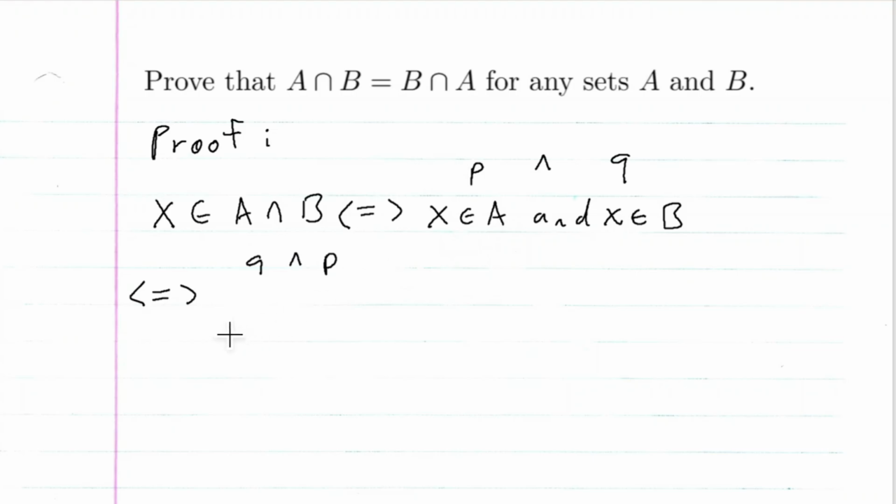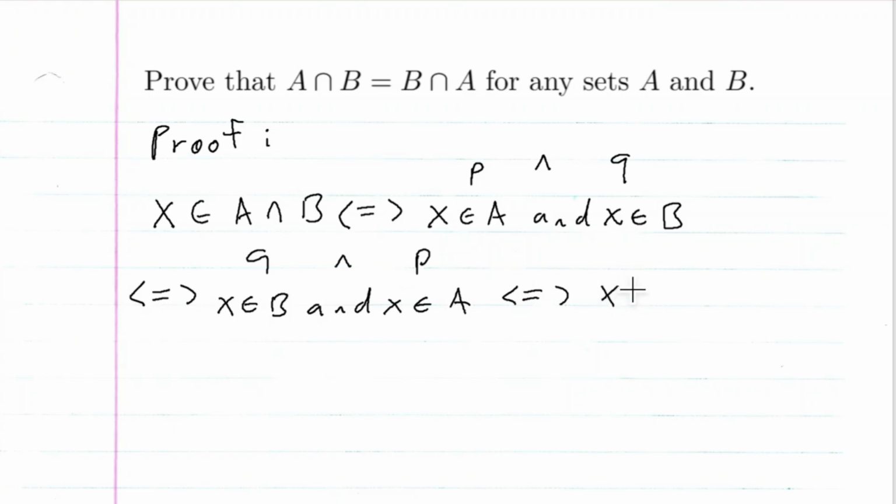Q and P. So we can actually write this as X is an element of B and X is an element of A, right? We can write that Q and P here. And then, of course, by definition, this means that X is an element of B intersection A, right? So what we have here is X is in A intersection B, and then going both ways, we get X is in B intersection A, right?